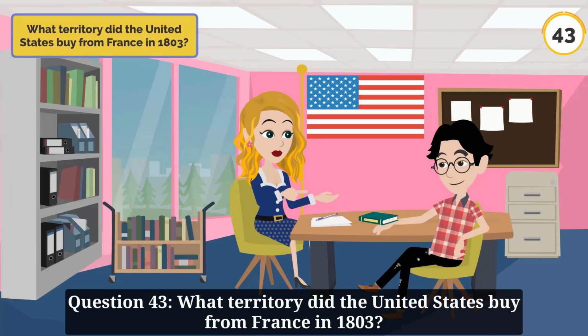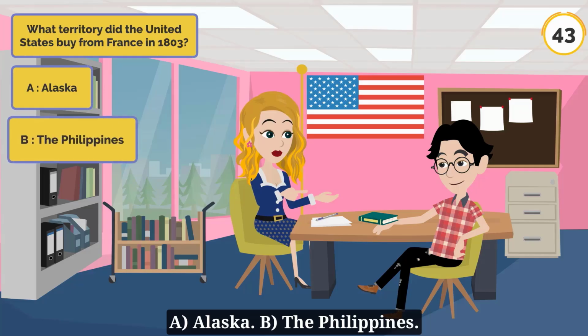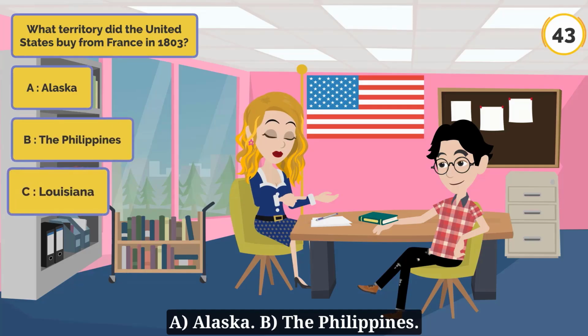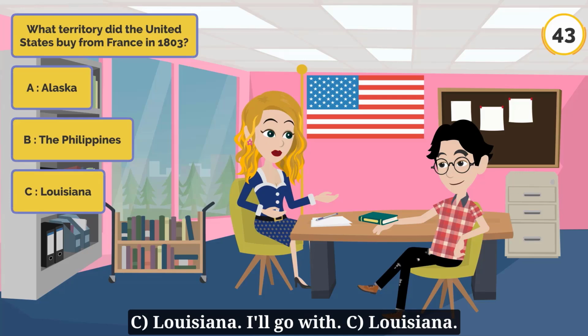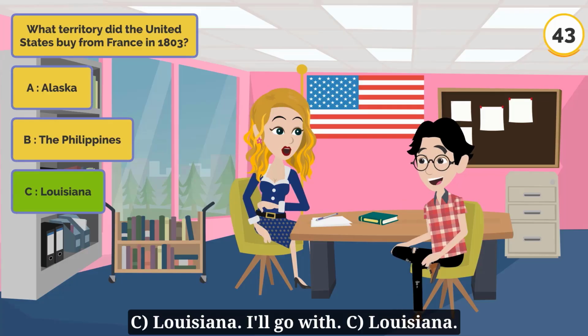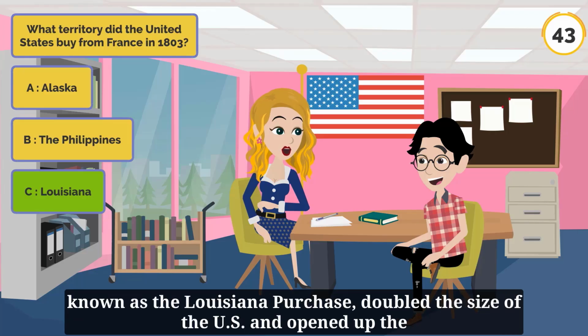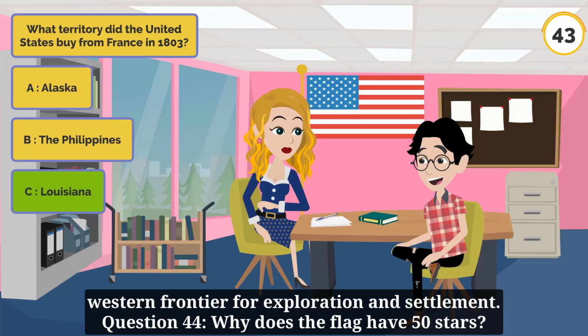Question 43. What territory did the United States buy from France in 1803? A. Alaska. B. The Philippines. C. Louisiana. I'll go with C. Louisiana. Correct. In 1803, the United States purchased the Louisiana Territory from France. This purchase, known as the Louisiana Purchase, doubled the size of the U.S. and opened up the western frontier for exploration and settlement.